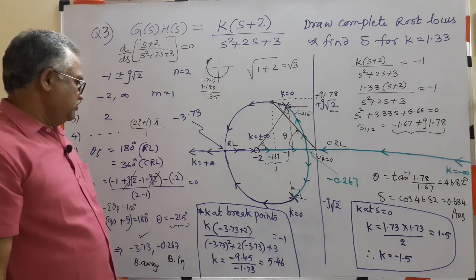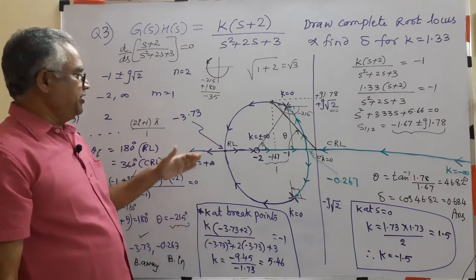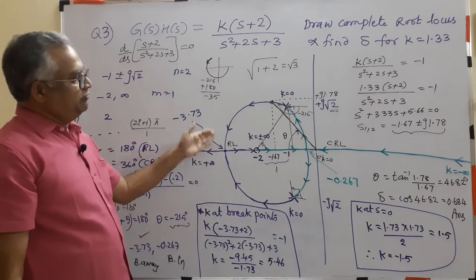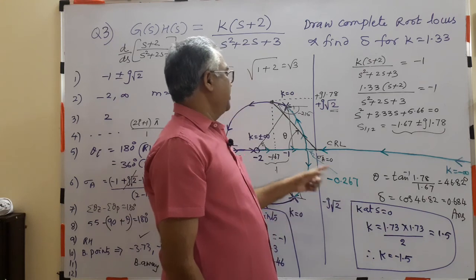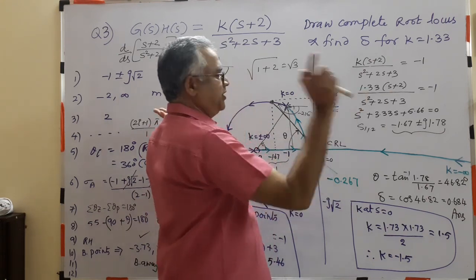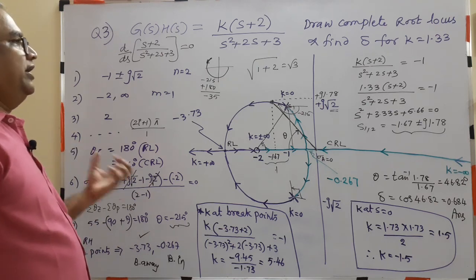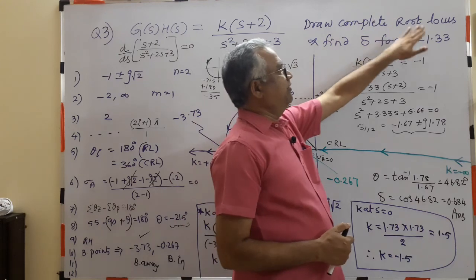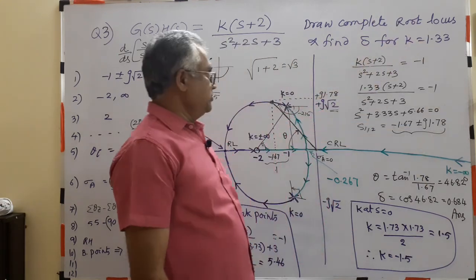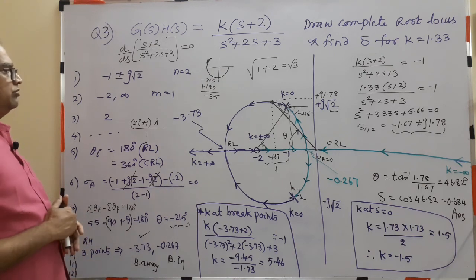Okay. So like that, wherever you want to find k, it can be at breakpoints, breakaway, k can be at break-in, k can be at s equal to 0, k can be anywhere arbitrary on the complete root locus. So how to determine k is one question. How to find damping ratio for a given k is another question. How to draw the complete root locus is a standard regular routine question.